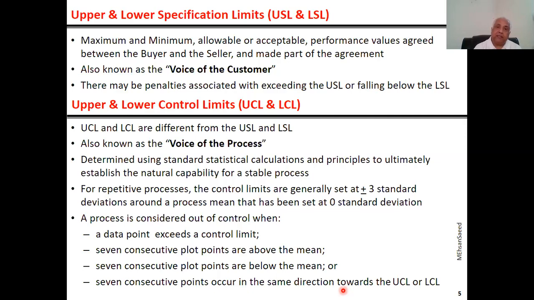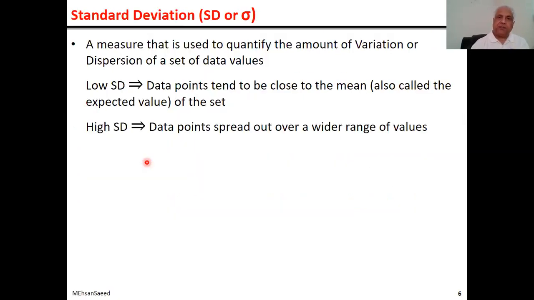But the point is that you should have the capability to fulfill the requirements of the customer. If the specification limits are the voice of the customer, then the control limits, or the process between 400 and 440 grams, which you achieved, is the voice of the process, because this is what your capability is. So in short, voice of the customer is the customer's requirement, and voice of the process is your capability. We'll revert to this aspect when we discuss the bell curve.